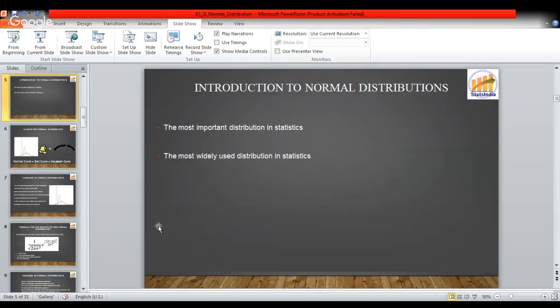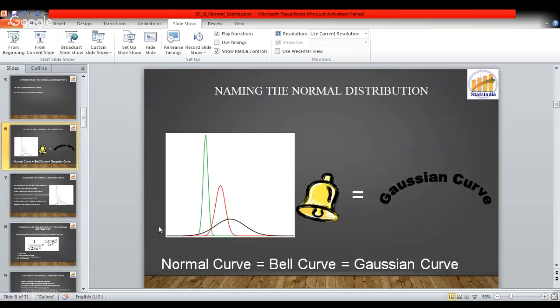Introduction to normal distribution. Normal distribution is the most important distribution in statistics. Why? There are two reasons. First, most natural phenomena follow normal distribution, and second, for most distributions, when n becomes very large, it becomes normal or approximately follows a normal distribution. That is why this is the most widely used distribution in statistics.